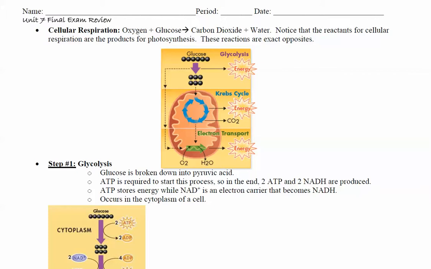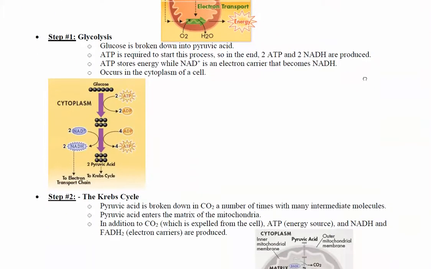Now, there are a lot of similarities between photosynthesis and cellular respiration, and during this video, I'll note them. The one difference, just to start off with differences, is that there are 3 steps to cellular respiration while there are only 2 for photosynthesis. So I'm going to explain these 3 steps. The first step is glycolysis.